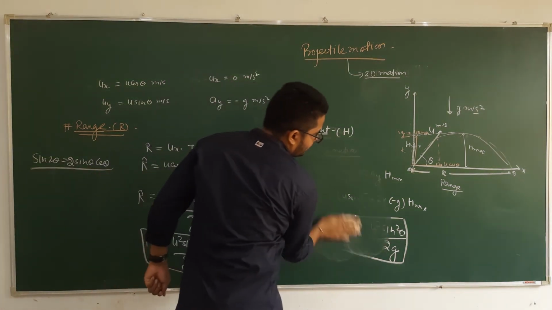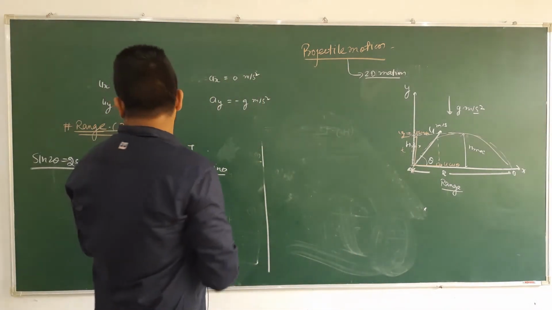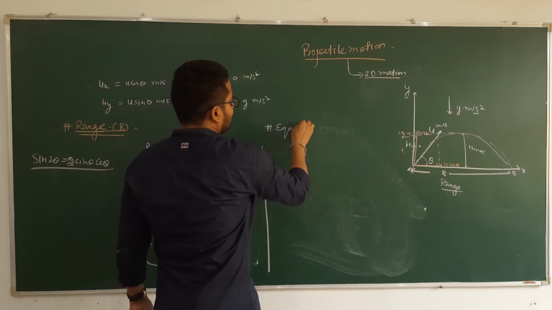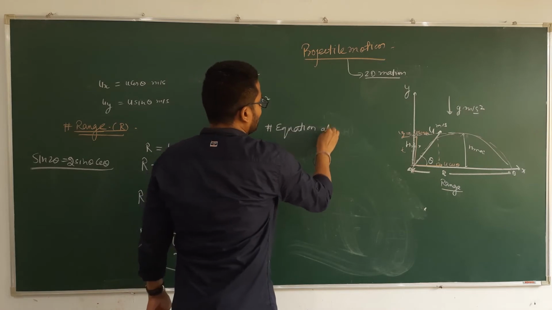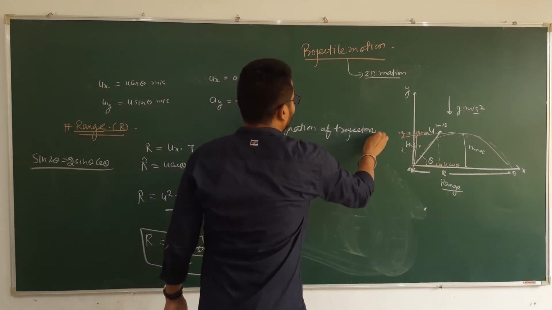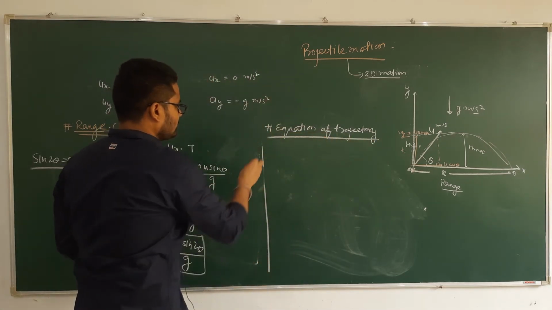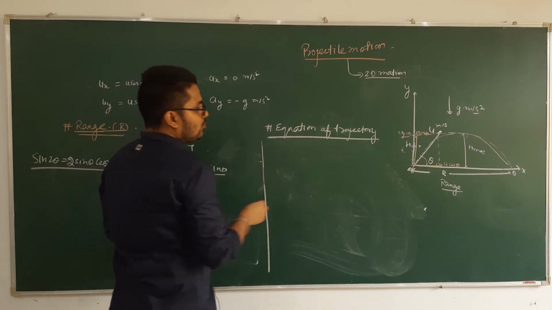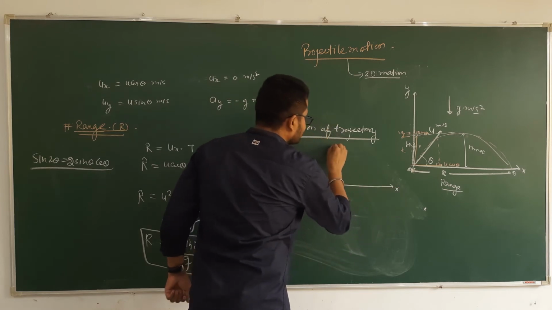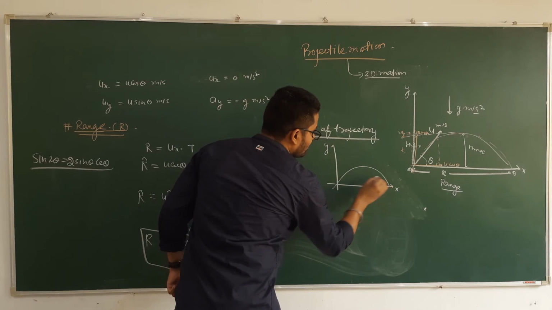So here we will calculate the trajectory equation. Okay, the equation of trajectory. The first thing is that this is the x-axis, this is the y-axis. The path will follow this type of motion.